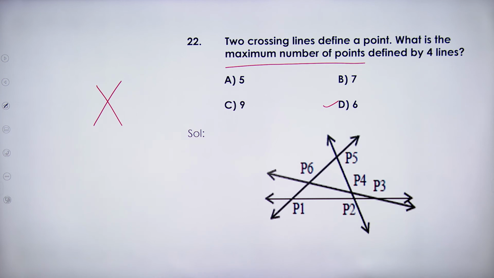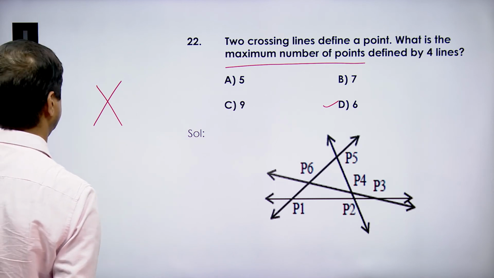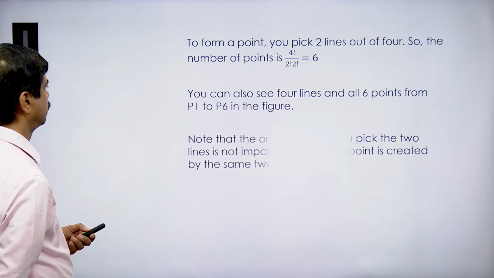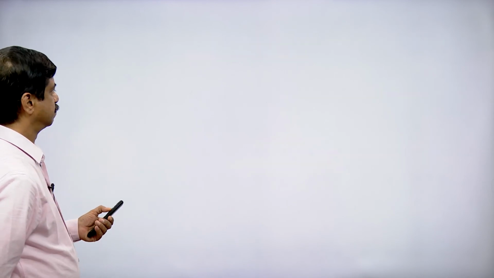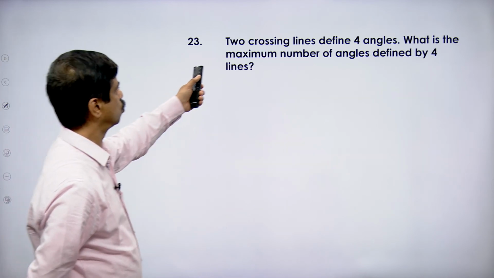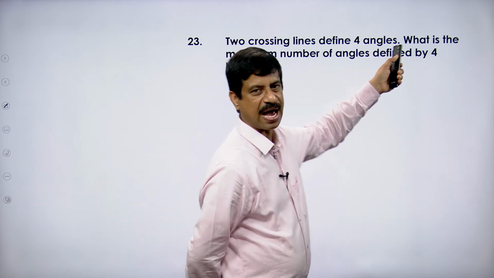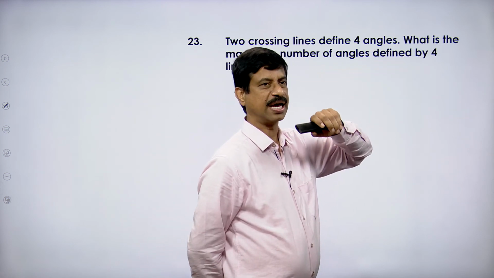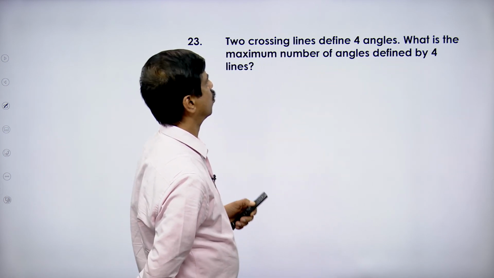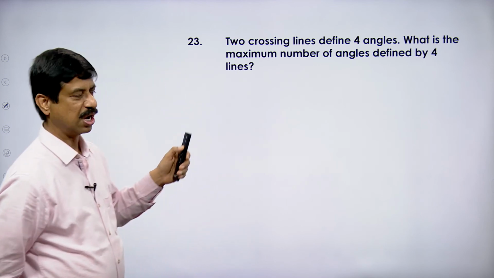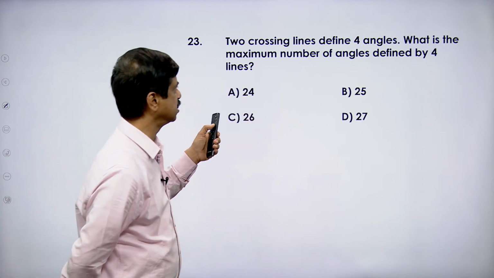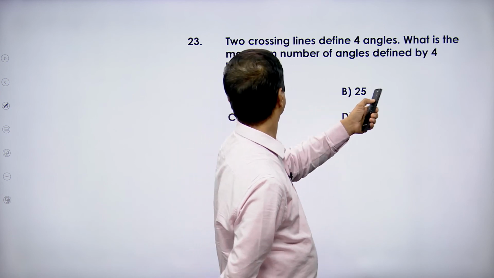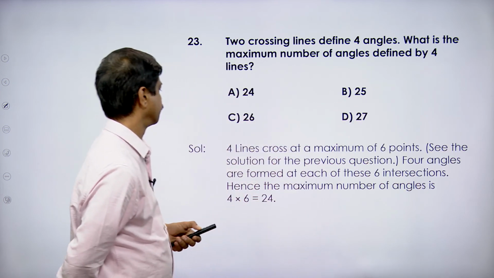Right children, let us go to the next question. So look at this. 2 crossing lines define 4 angles. 2 crossing lines define 4 angles, means vertical opposites you will have, isn't it? What is the number of angles defined by 4 lines?